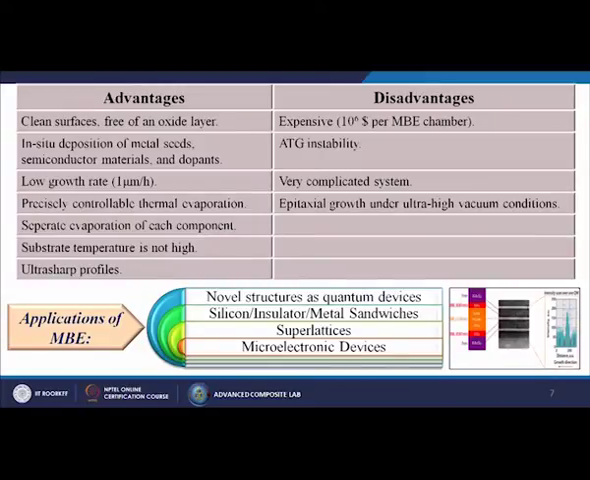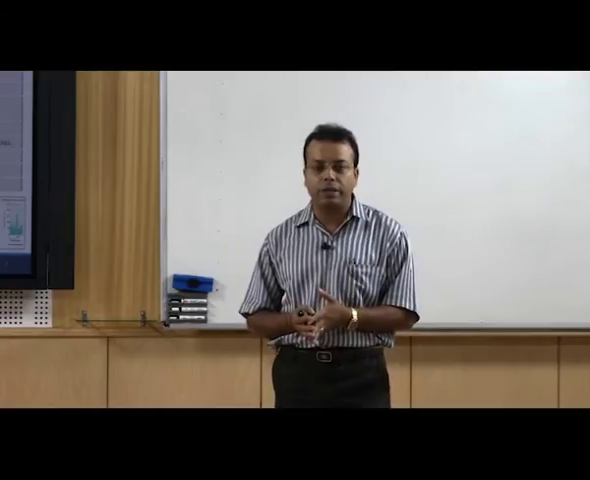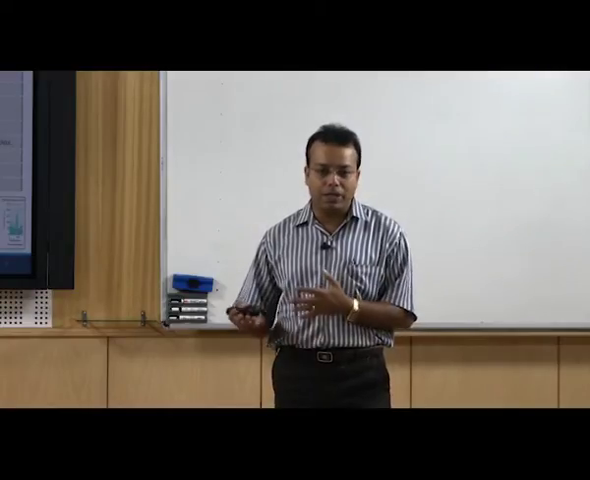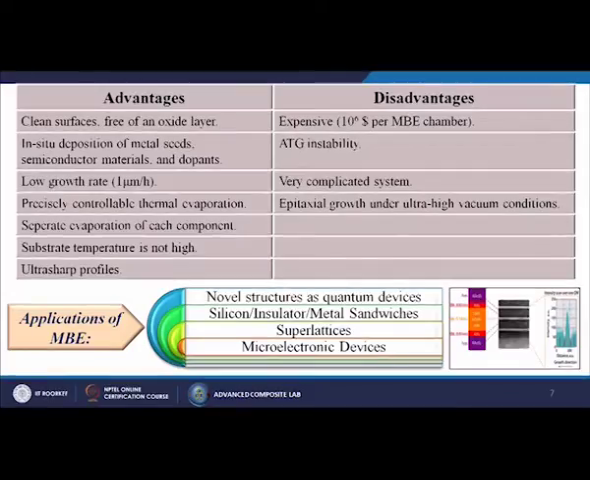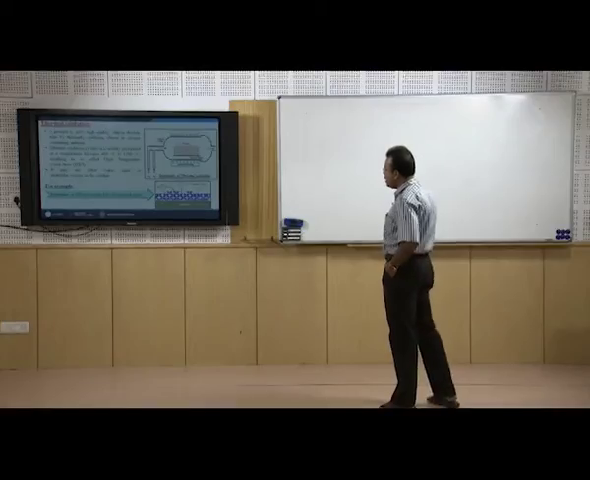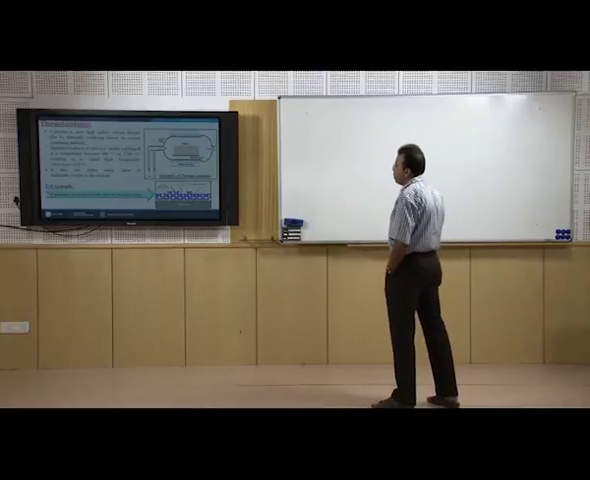Applications. So, generally we can make some kind of novel structures such as quantum devices, silicon insulator metal sandwiches, superlattices, microelectronic devices. So, mainly the applications are all electronics based, but some other applications, such as coatings, we can also do. Next one is called the thermal oxidation process.